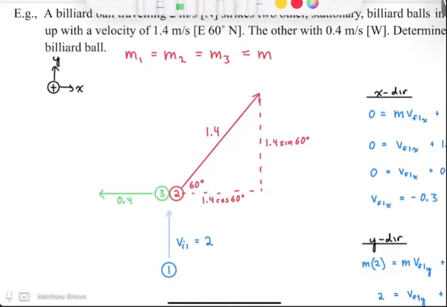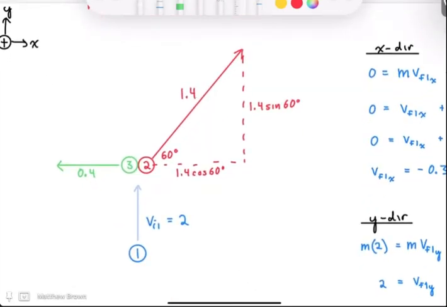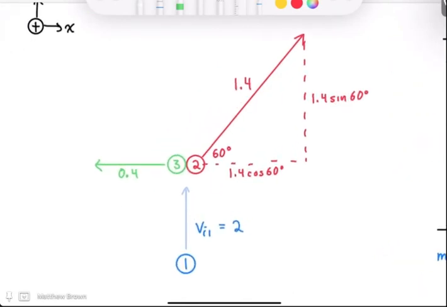As always, I like to do a sketch to see what this looks like and also to help appreciate my final answer. And that's what I've got here. I've got v initial of ball 1, with a 1 subscript down there, and that's 2 meters per second in the north direction. And then that hits ball 2 and 3, and we were given those velocities.